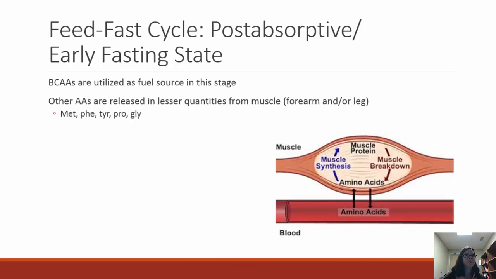So during this stage, the primary source of fuel, or amino acids or proteins that are utilized as fuel, are our branched chain amino acids that are mostly stored in our muscles. And then other amino acids are released in lesser quantities from the muscles, including methionine and others that are listed here.